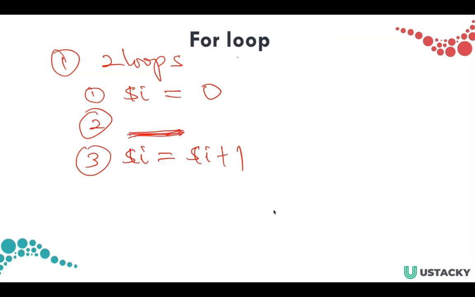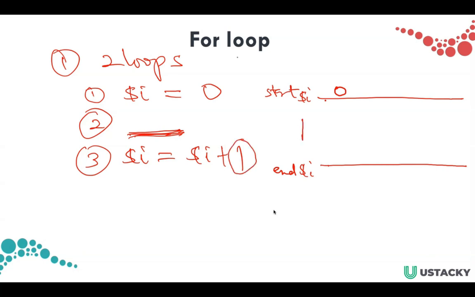So to write this condition, let's have a graphical look of our loop. So let us assume this is the starting point and this is the ending point of each loop. So we have the value of $i here and $i here. So the value of $i when the loop is starting and the value of $i when you are ending each loop. $i for the starting point is 0. And between this and this is our increment. In our case, our increment is 1. So you put 1 here.